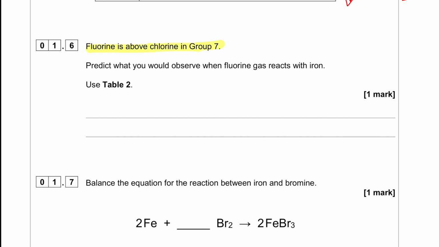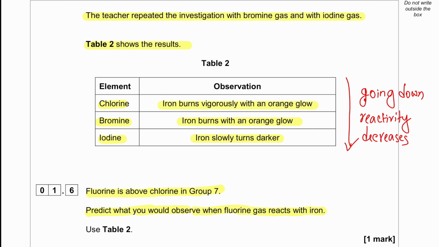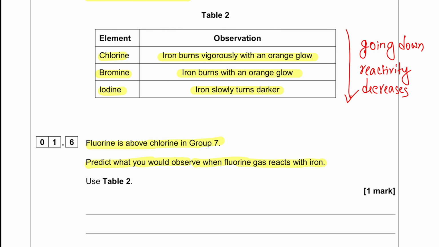Fluorine is above chlorine in group 7. Predict what you would observe when fluorine gas reacts with iron. So we can expect a very violent and vigorous reaction.